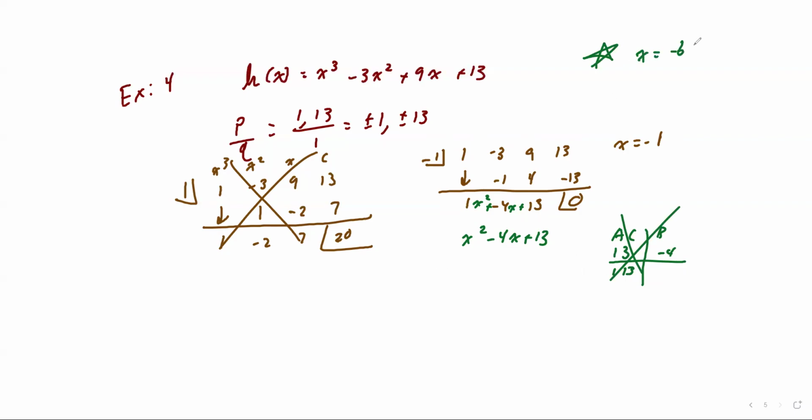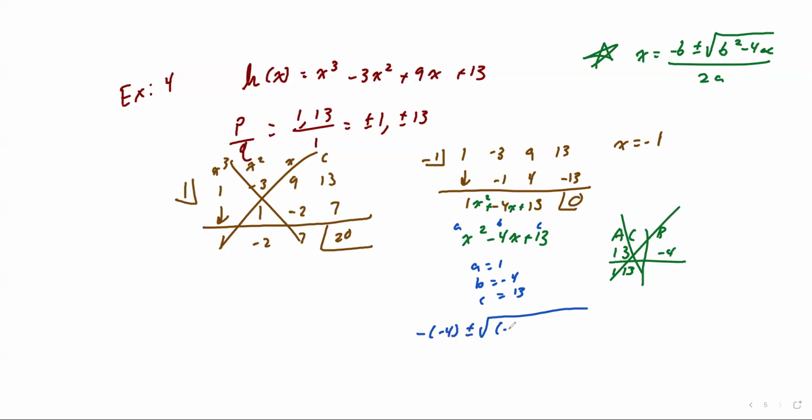Again, if you've forgotten it, -b plus or minus square root b squared minus 4ac, all divided by 2a. So here we go. Again, if you have to label it, do so. A, B, C. A is 1, B is -4, C is 13. All right, so that's going to be -4 plus or minus the square root of -4 squared minus 4 times 1 times 13. Again, use those parentheses to help separate your information, and then 2 times 1.